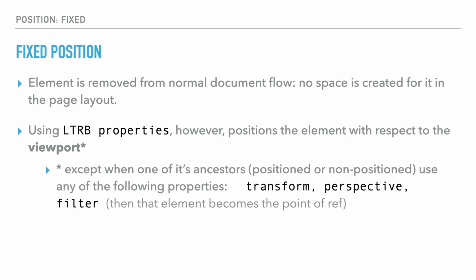If any of the element's ancestors have either a transform, a perspective or a filter property applied on it, then the fixed position element is no longer positioned with respect to the viewport, but rather the ancestor with one of these following properties becomes a new point of reference.